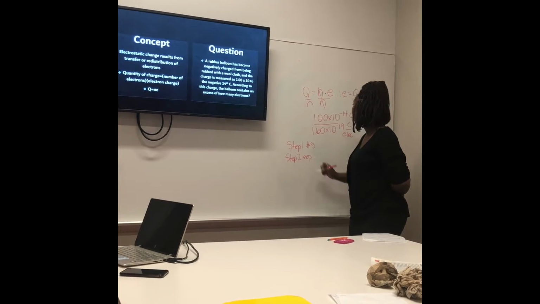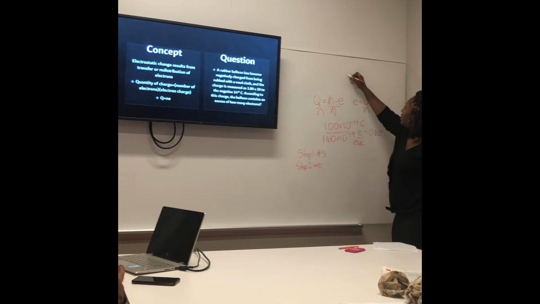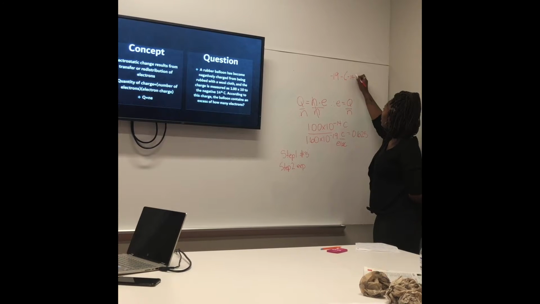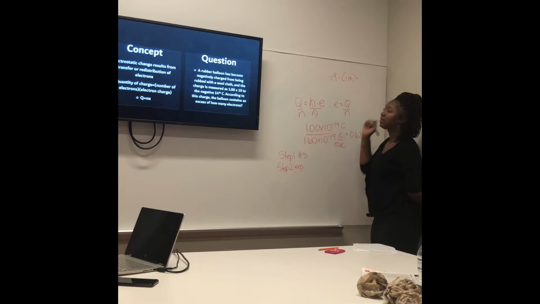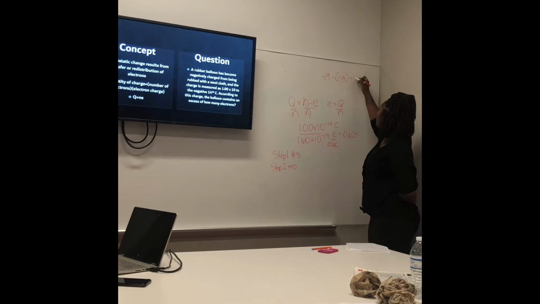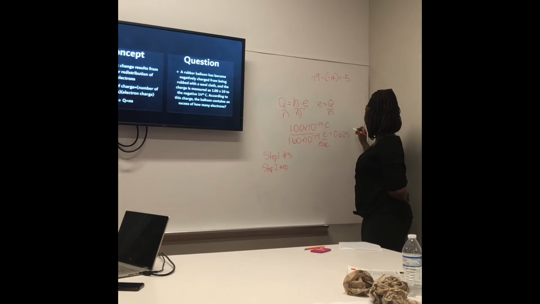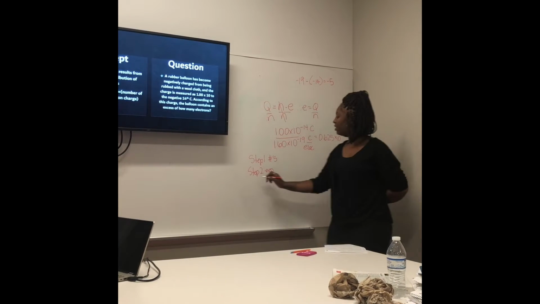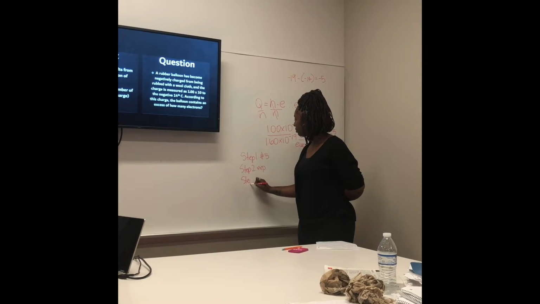Negative 14 minus negative 19 equals negative 5. And the final step is combine.